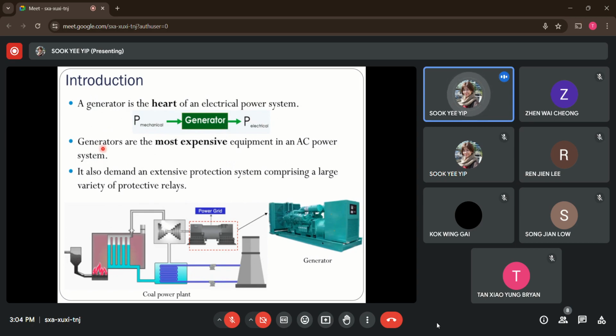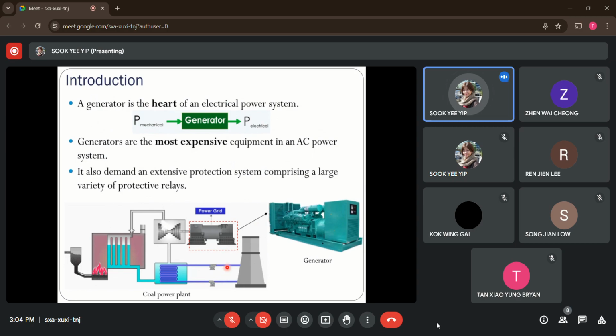The generator is considered the most expensive component you can find in an AC power plant. Same as other components in the system, faults might occur at the generator during its operation. So there's a demand for an extensive protection scheme to be applied for the generator, which comprises a large variety of protective relays. Now let's check out these figures here.